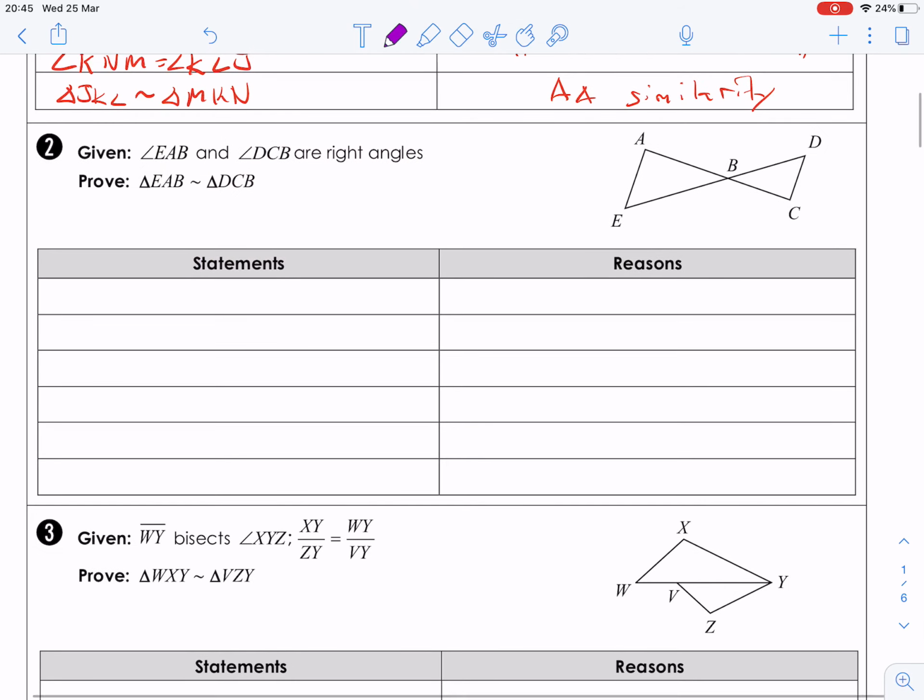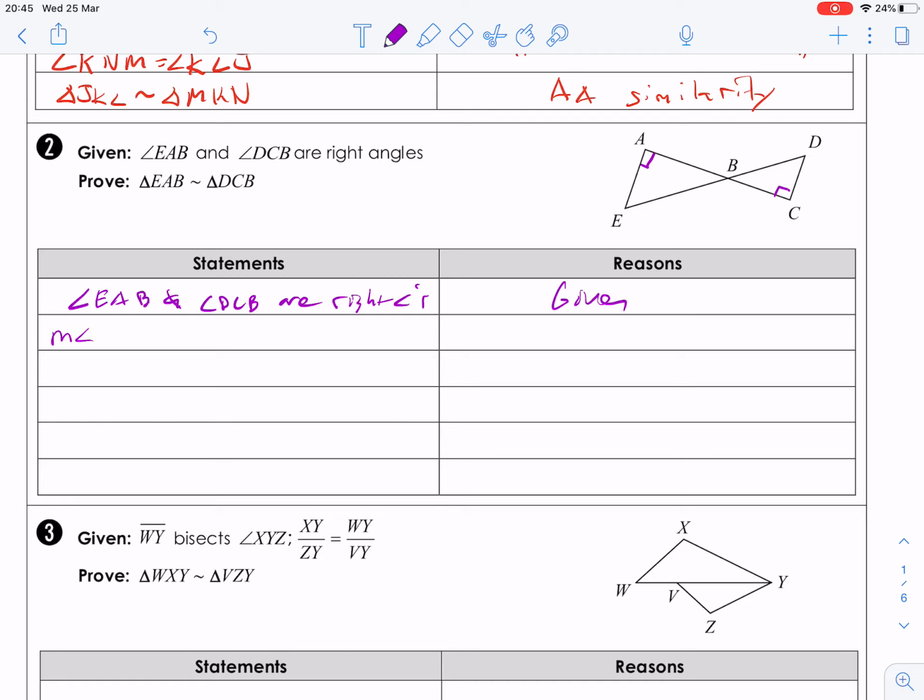What do they give us? Angle EAB. Oh, wrong one. I jumped ahead. EAB and DCB are right angles. So we know that is our given. EAB and DCB are right angles. That is our given. All right, which means the measure of these equal 90 degrees.